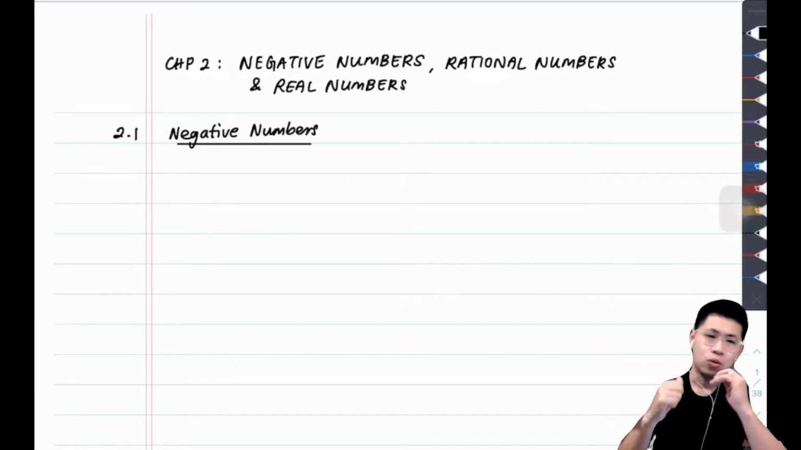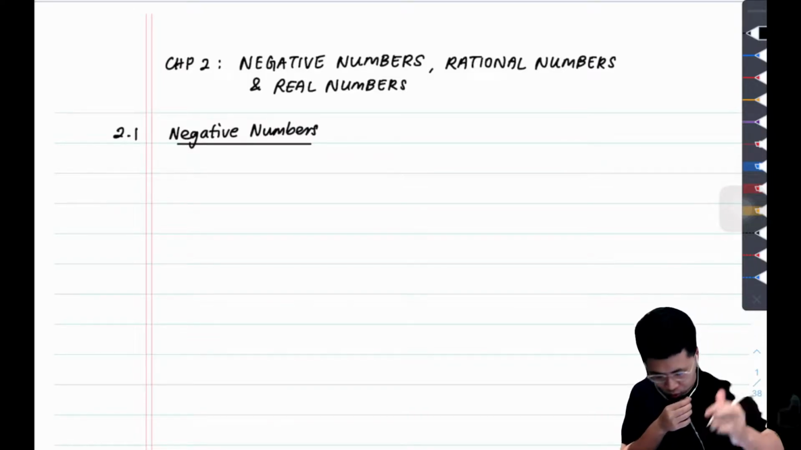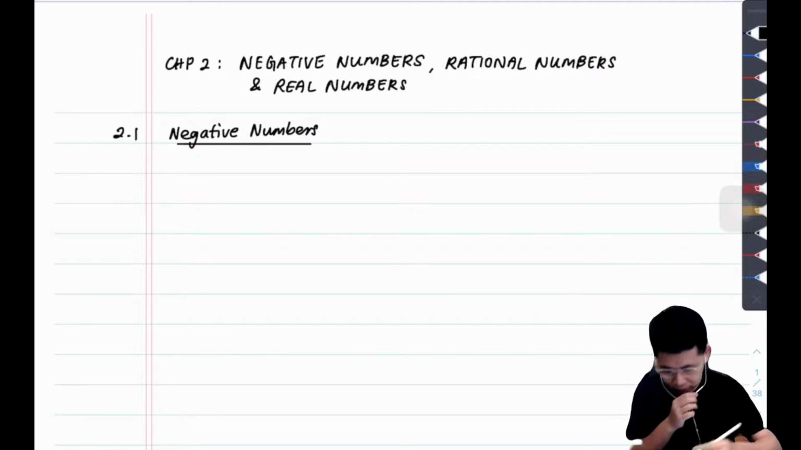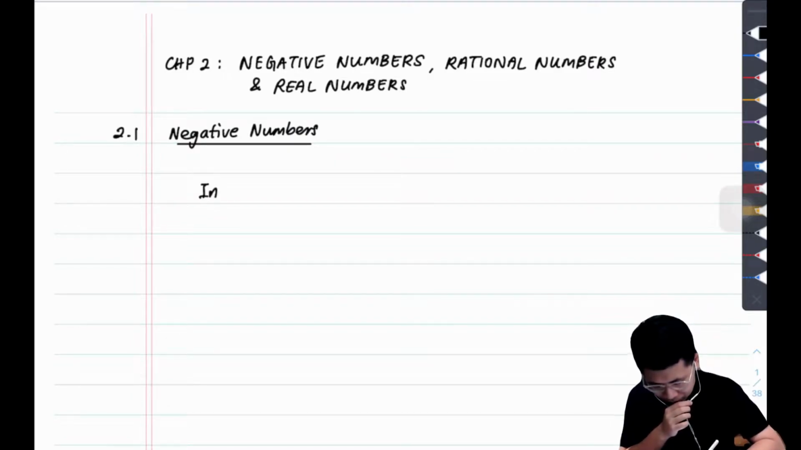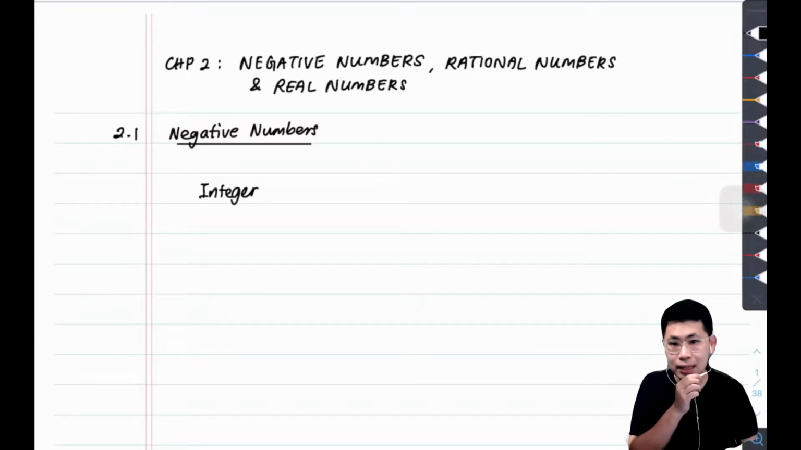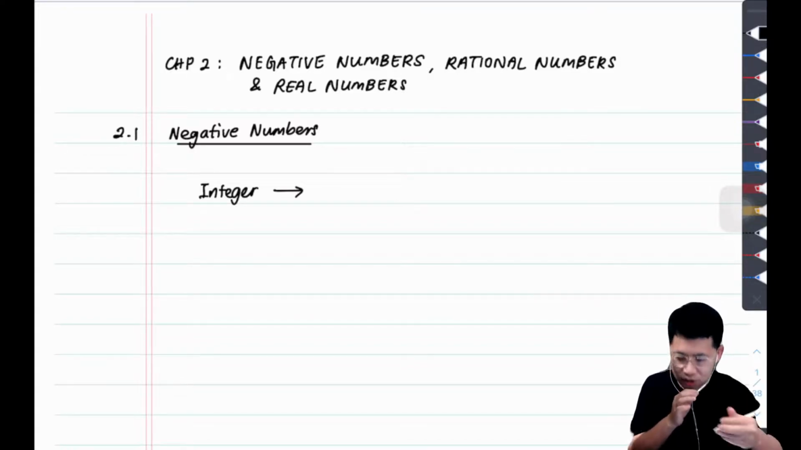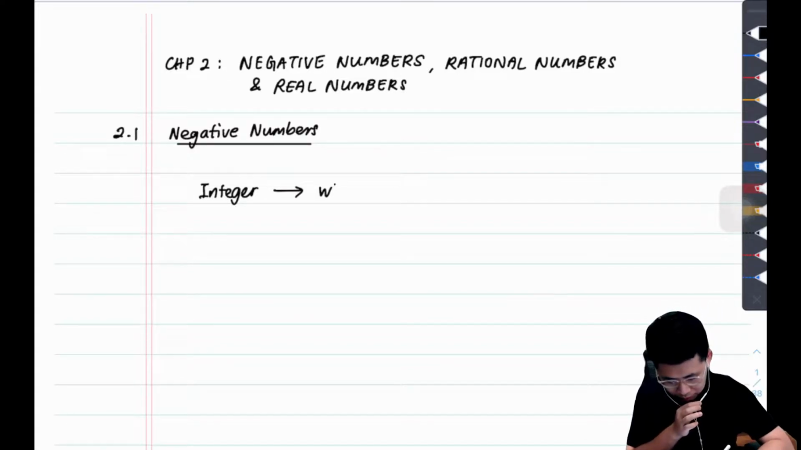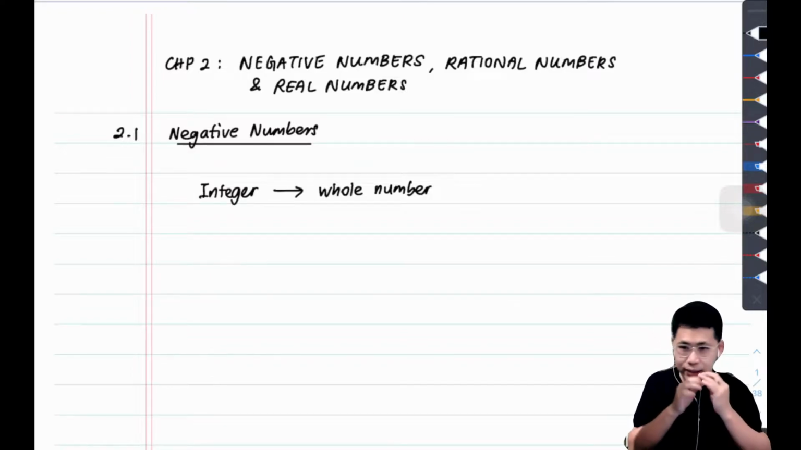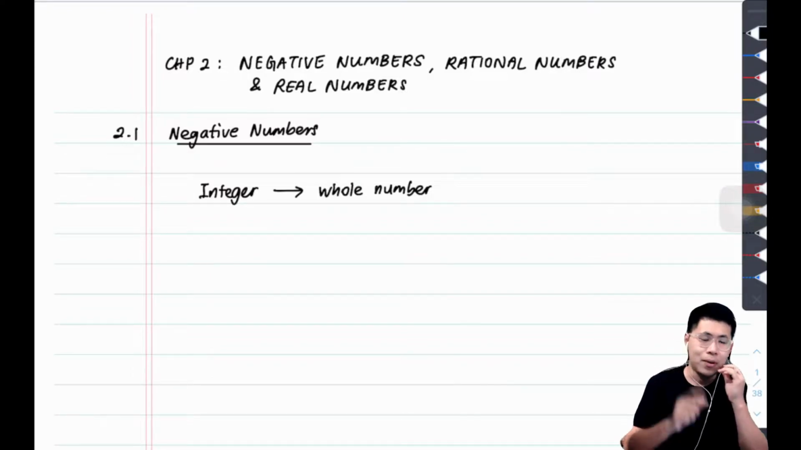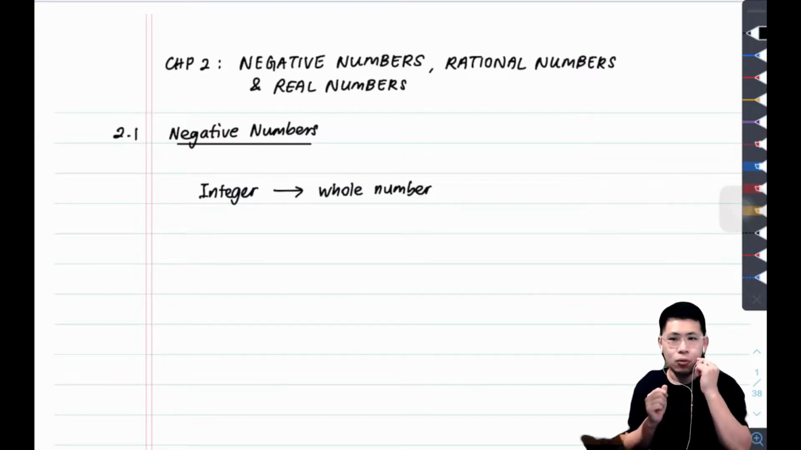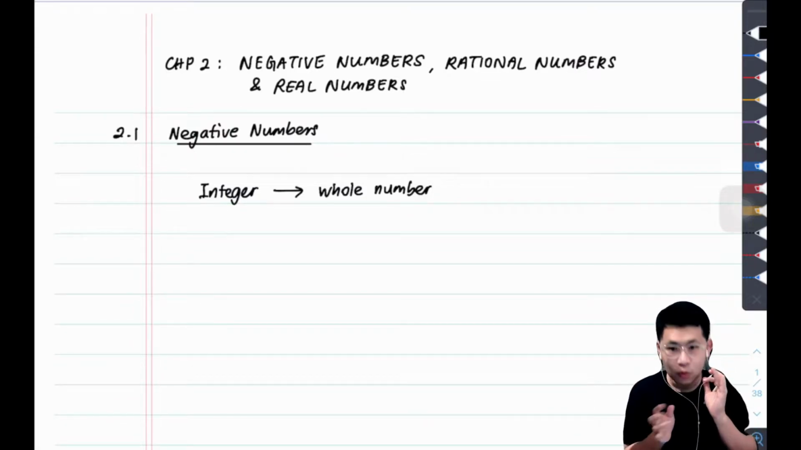Alright, first and foremost, let me introduce you to one word. The word over here, I think I've mentioned it in chapter 1, is called integer. What do we mean by integer? It is just another word called whole numbers. So I'm going to write down these two words, whole numbers. Integer is actually a whole number. This is the first idea that we will need to write down.